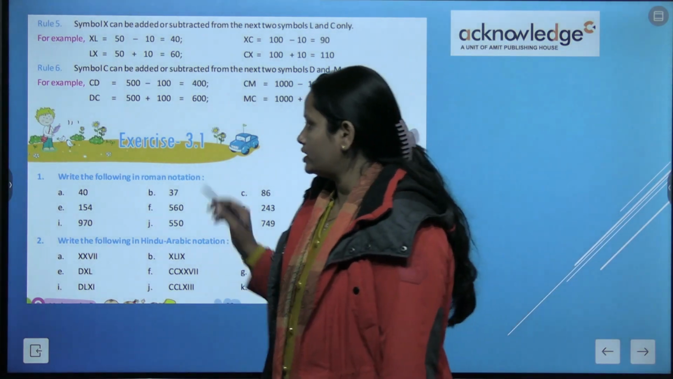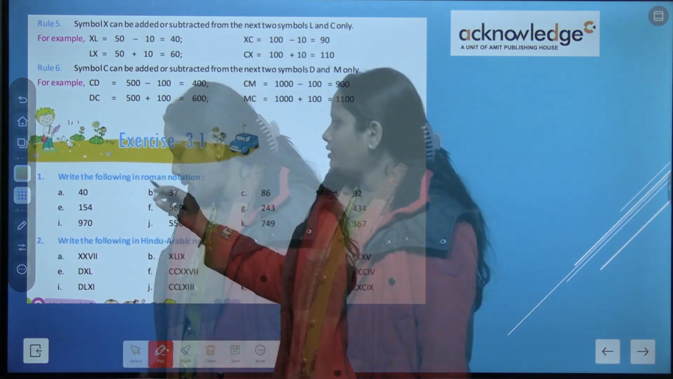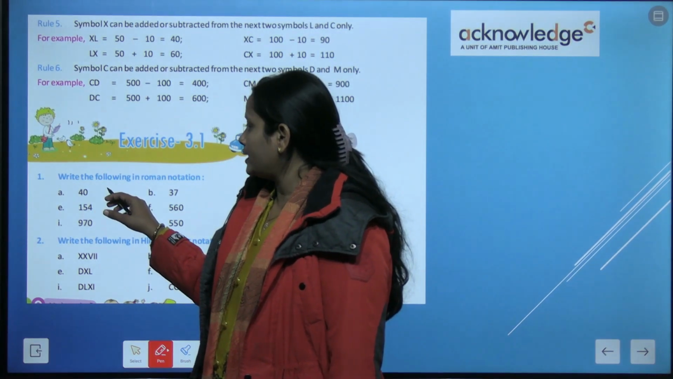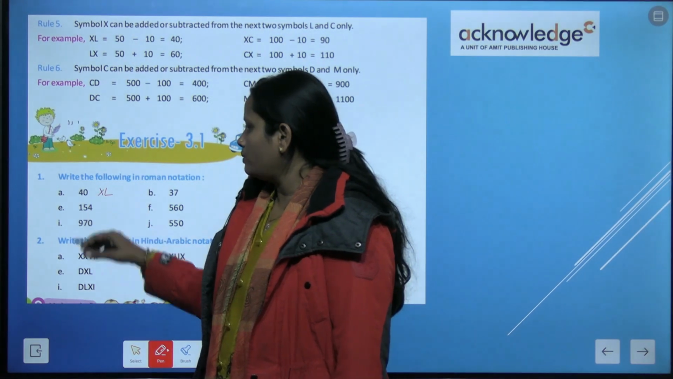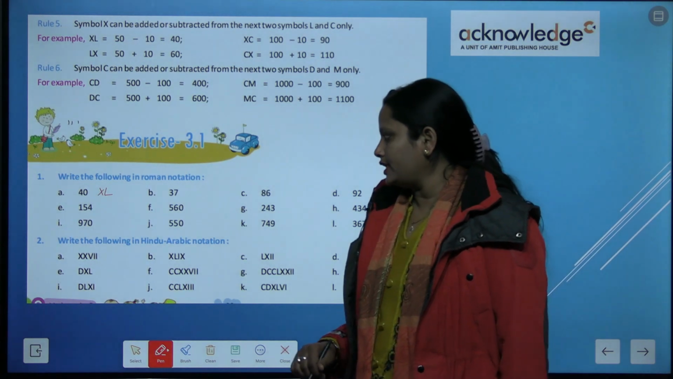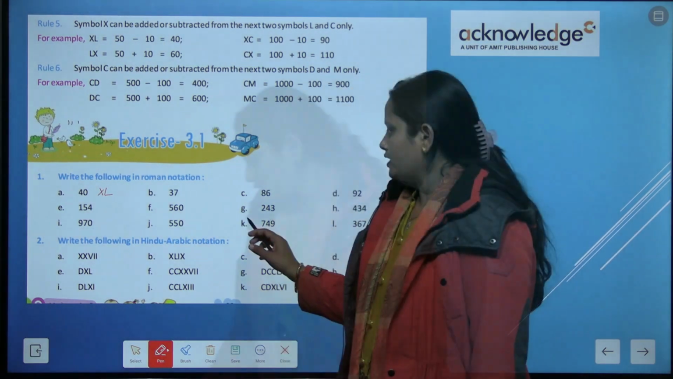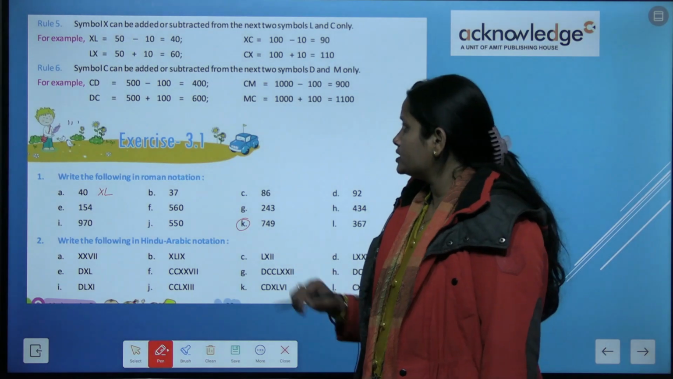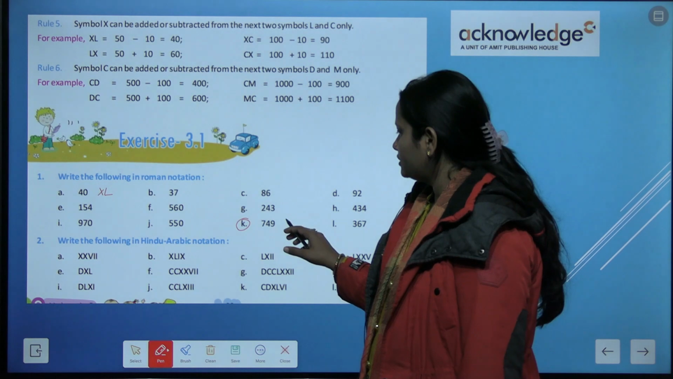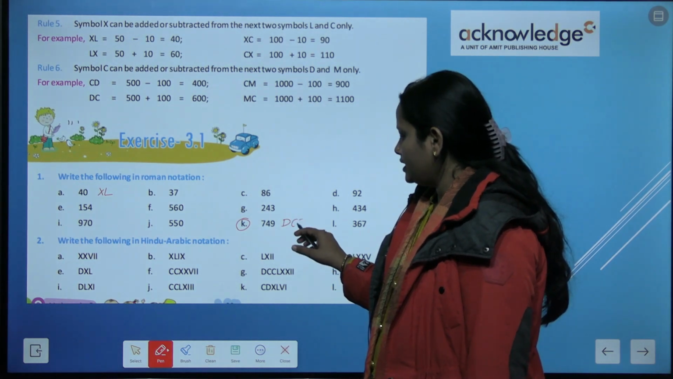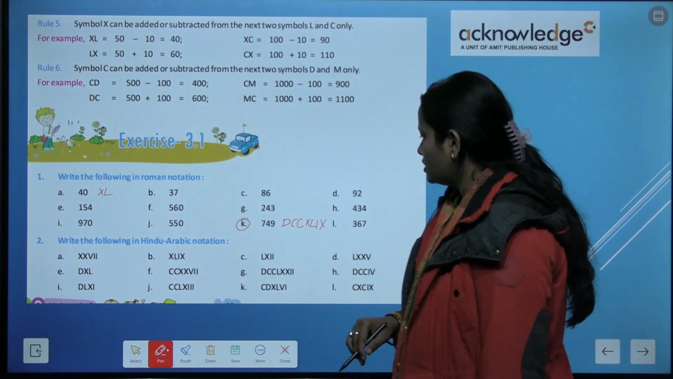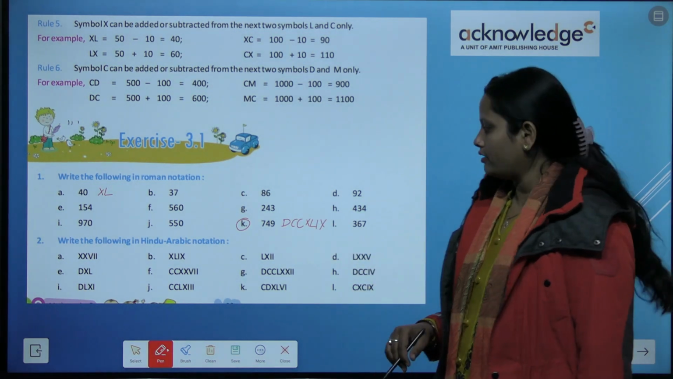So let's quickly do this exercise 3.1. Write the following in Roman numerals. So 40 है तो 50 का साइन है L. अब उसमें से हम 10 को प्लस माइनस कर देते हैं तो बन जाता है XL. Similarly, let's do another one. So let's do this K part. We need 700. So अभी जो है 700 के लिए हम करेंगे DCCXLIX. So this is 749.